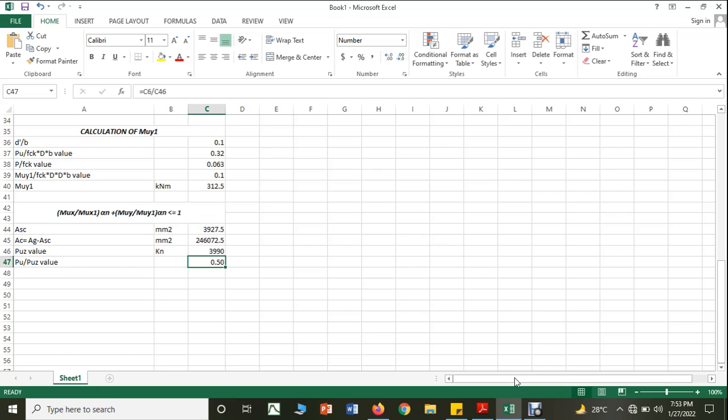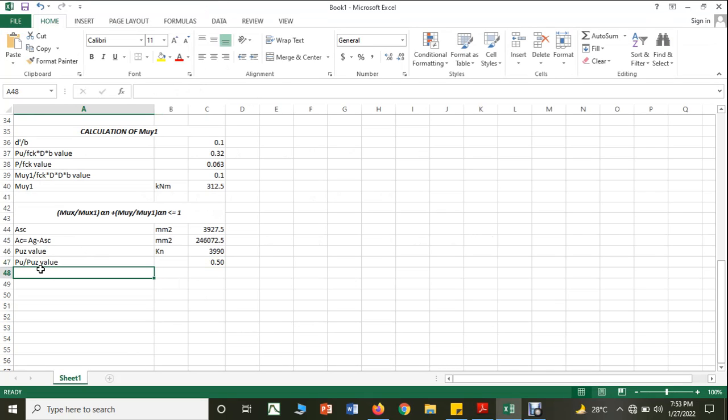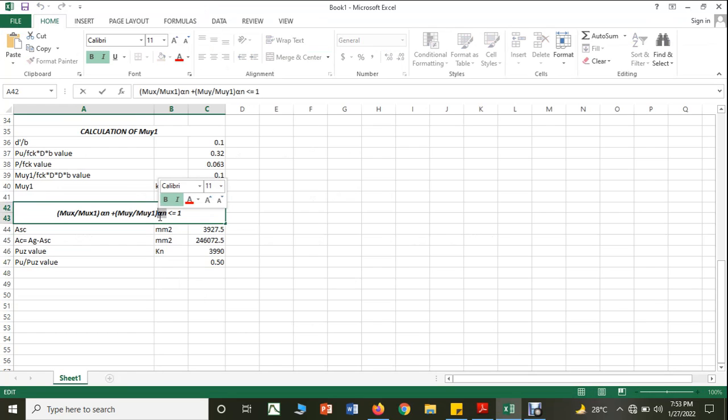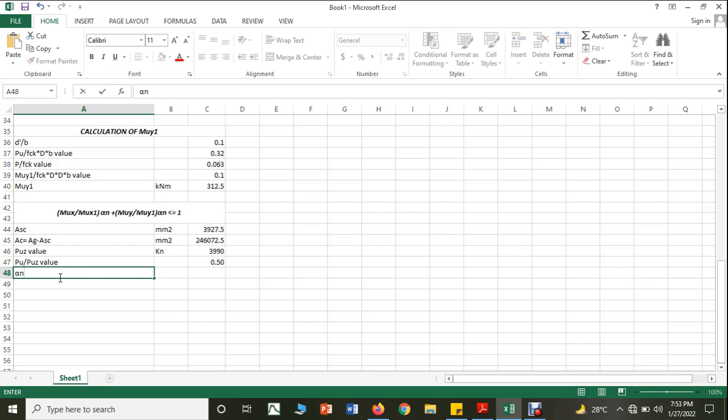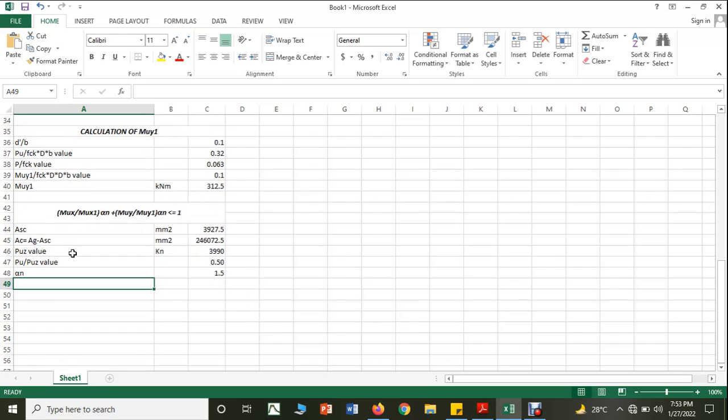Now from that table, it is between 0.2 and 0.8, do the interpolation and get the value of alpha n. As per this, alpha n is 1.5. So once you get the value of alpha n, find out this value. In order to find that, I first need Mux by Mux1, to the power 1.5.